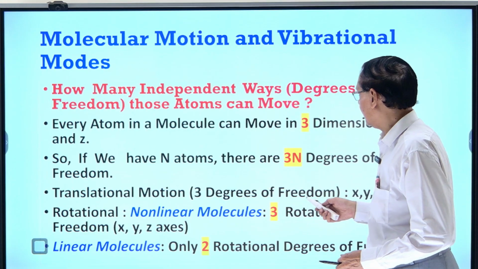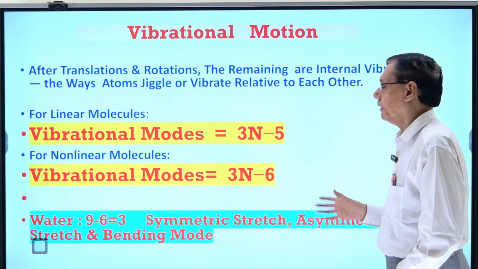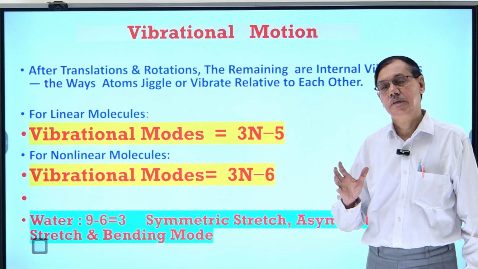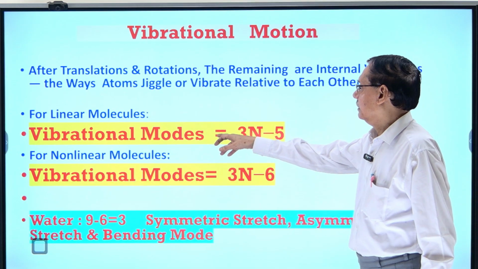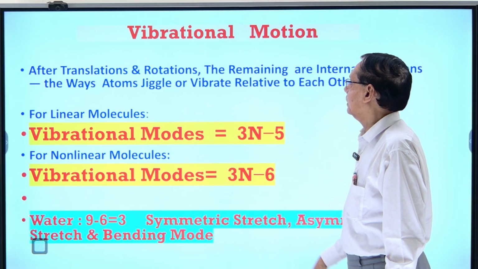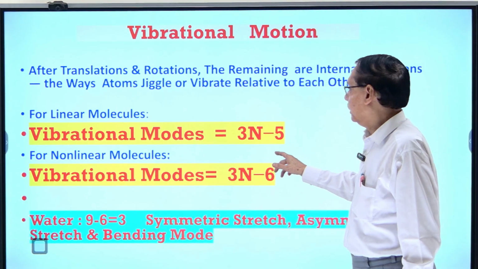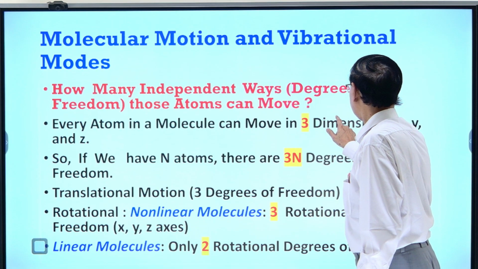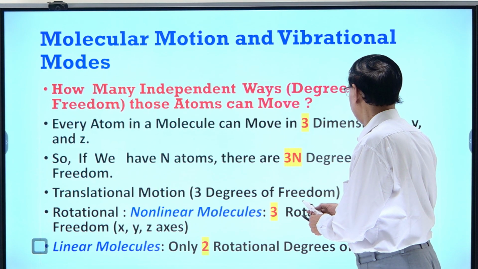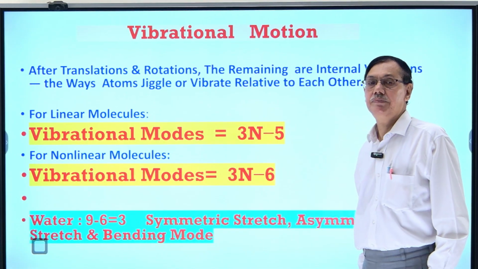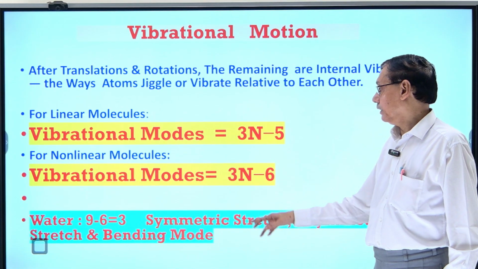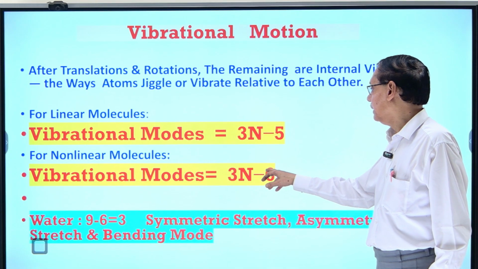So, I can write like that. I am giving one example so you can understand these things. For vibrational modes, if the molecule is linear, it is 3n minus 5. And if it is a non-linear molecule, it is 3n minus 6.